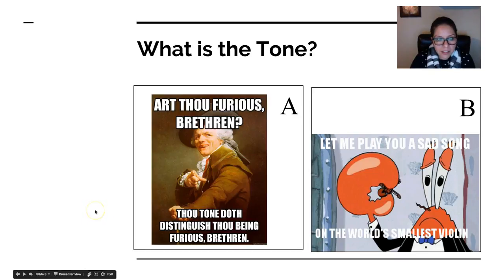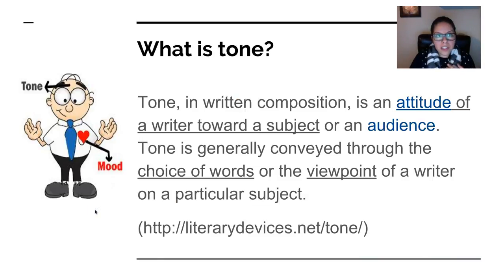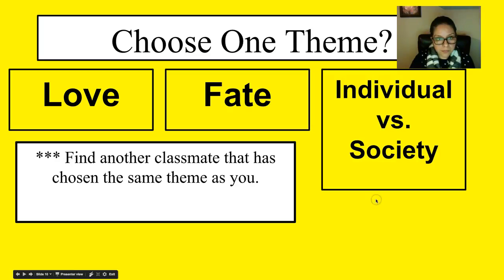Okay, perfect. So you've learned already theme, characterization, and tone, right? So you're looking at how the attitude affects the subject or the audience, and the choice of words, which can affect the viewpoint of the text.